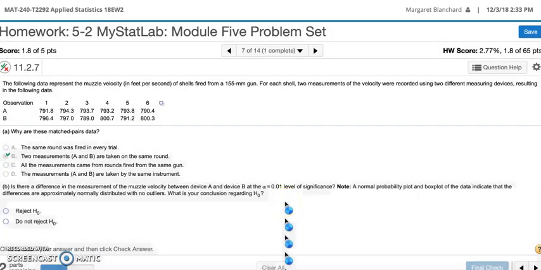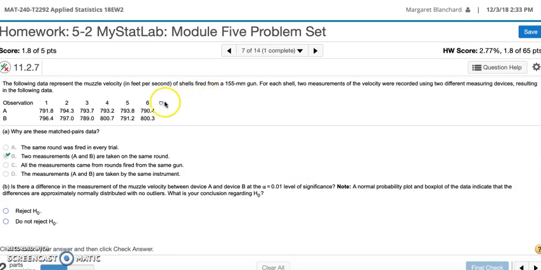All right, is there a difference in the measurement of the muzzle velocity between device A and device B at the alpha equals 0.01 level? Note, a normal probability plot and box plot of the data indicate that the differences are approximately normally distributed with no outliers. They just add that in so that we know we don't have to do the checks to make sure that we can use this. What is your conclusion regarding the null alternative?